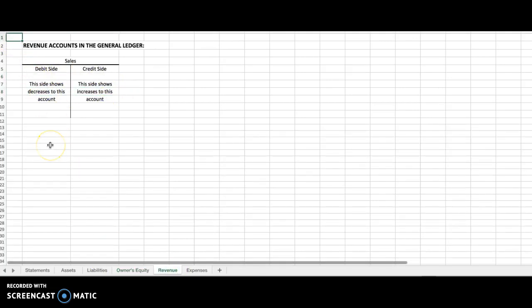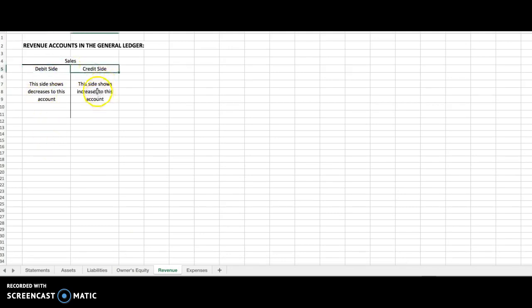Revenue, again, same as far as debit and credit, and same increase side on the credit side. If we make more sales, it would be shown over here. If we somehow lose sales, for example, if we have to refund money because somebody returned something, it would be shown on the decrease side. So sales also has a debit side and a credit side. Almost always it would be on the credit side. If we make a sale, it would be shown on the increase side.